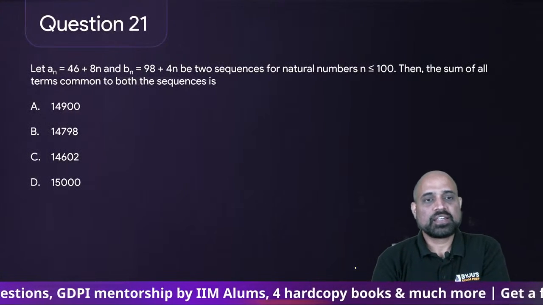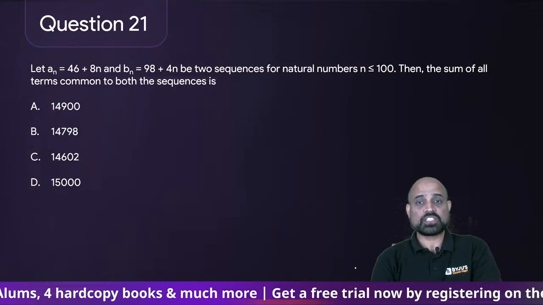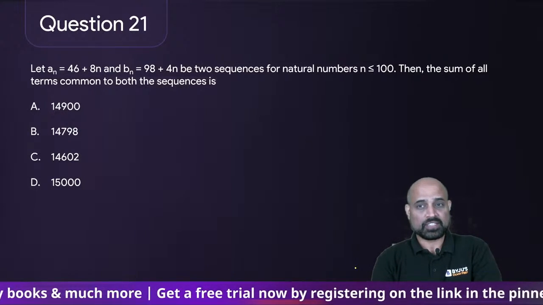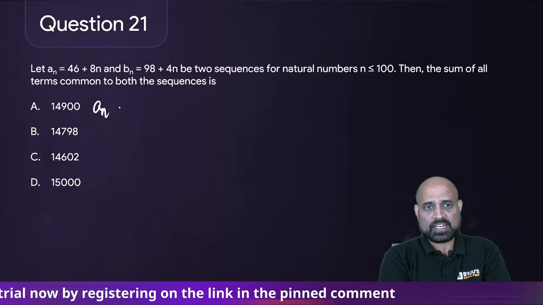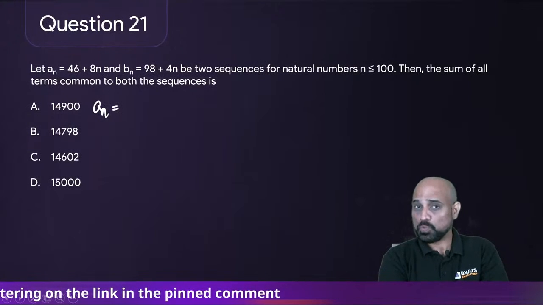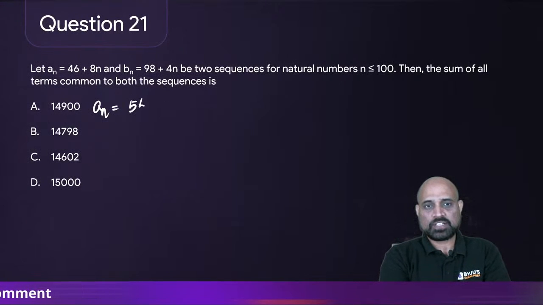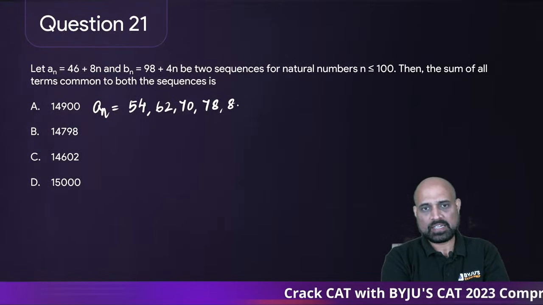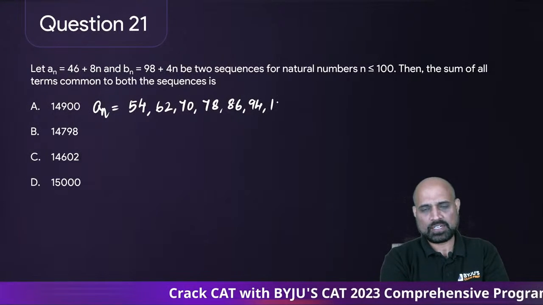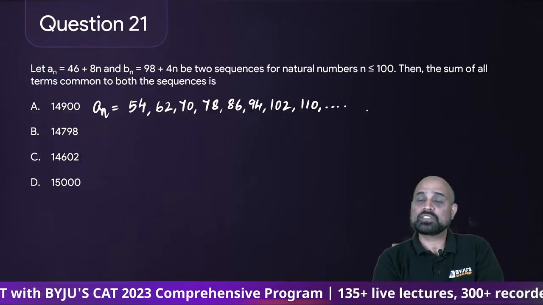Okay, the next one. If an is 46 plus 8n, bn is 98 plus 4n, be two sequences for natural numbers n less than or equal to 100, then the sum of all terms common to both the sequences is. Great. So an जो series होगा, it will start with n equal to 1. Remember, n is a natural number, right? So 46 plus 8, that will result in 54. Then 62, 70, 78, 86, 94, 102, 110 and this continues. Last term क्या होगा हमारे पास 846.